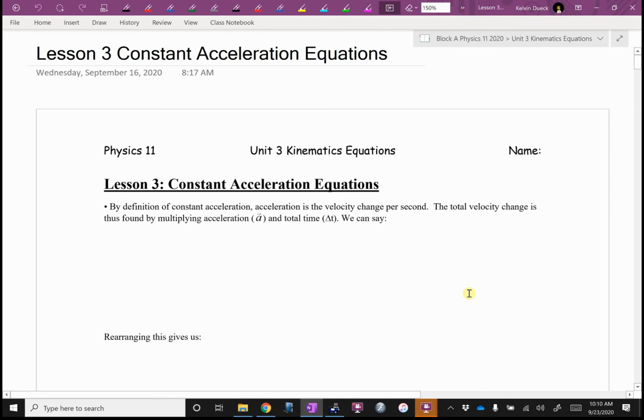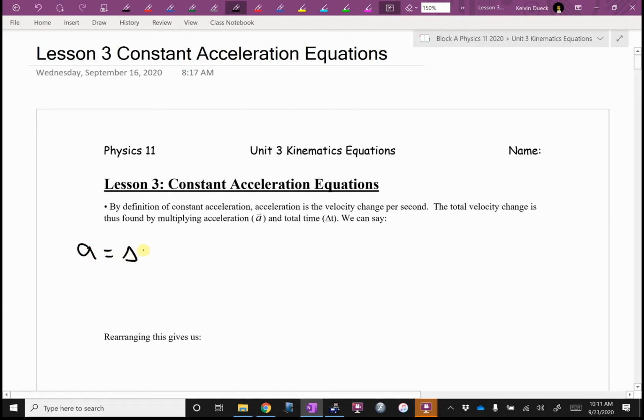So we just said earlier, for constant acceleration, acceleration is the velocity change per second. It's meters per second per second. The total velocity change is thus found by multiplying acceleration and time. Here's what I mean.